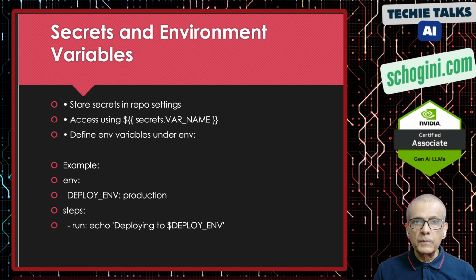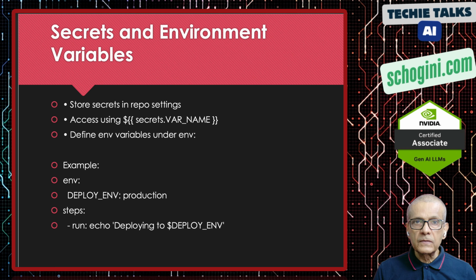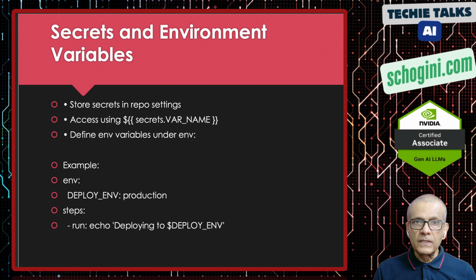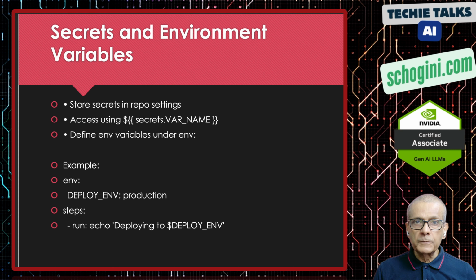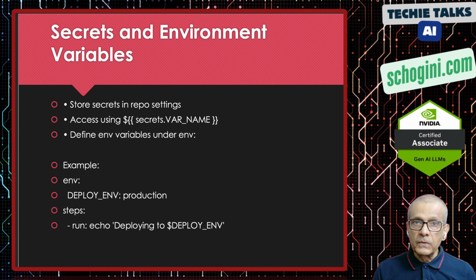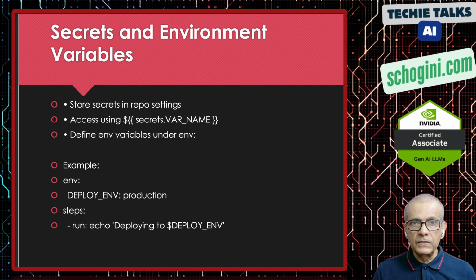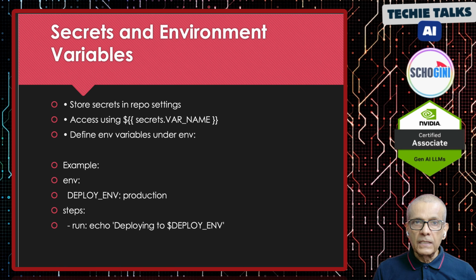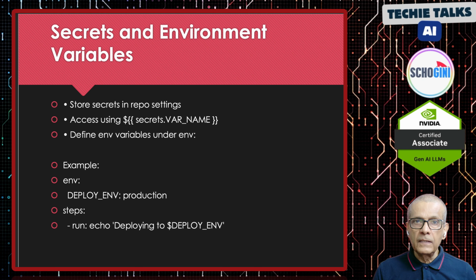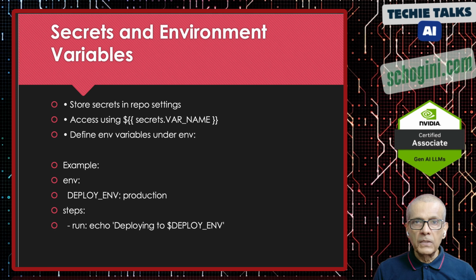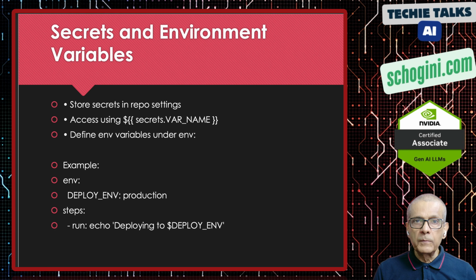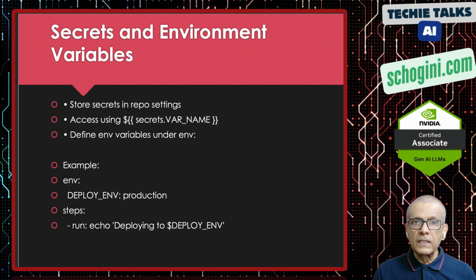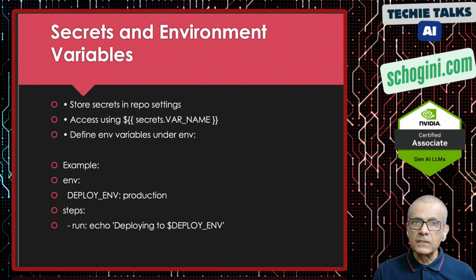Secrets and environment variables. Automation means credentials, and GitHub makes that safe. We store API keys, tokens, passwords as secrets. They're encrypted and never exposed in the logs. You can also define environment variables globally or per job. Secrets are referenced as dollar, double curly brackets, secrets dot, and the variable name, close double curly brackets, while environment variables can be reused with $VAR_NAME. Always keep your workflow clean and your secrets protected.